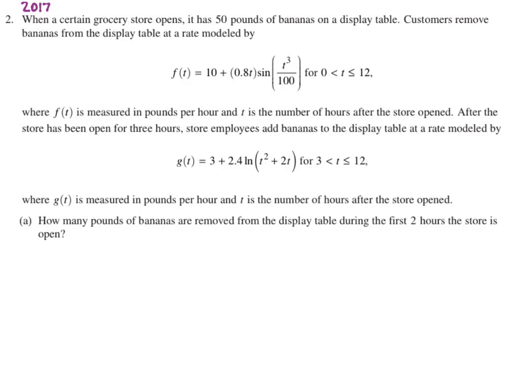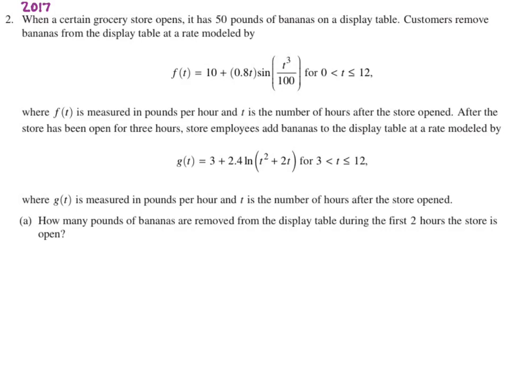In this problem, we're talking about bananas. It says when a certain grocery store opens, it has 50 pounds of bananas on a display table. Customers remove bananas from the display table at a rate modeled by f of t. Now, in our current times, when people are shopping at Walmart and Stater Brothers and taking all the food off the shelves, I'm sure that this rate is not an accurate model of what's going on in our world today, but for this sake, we'll use it.